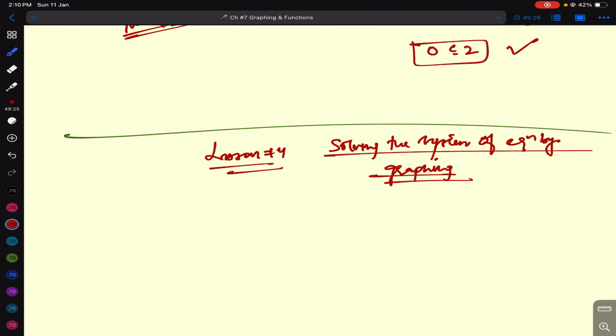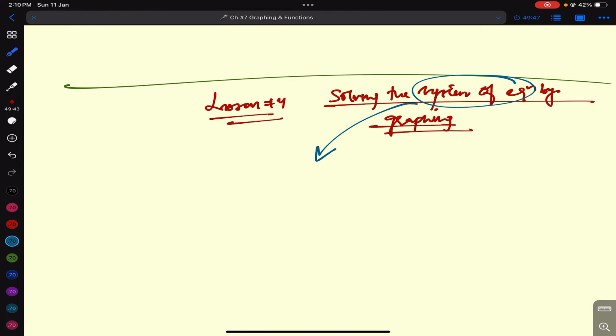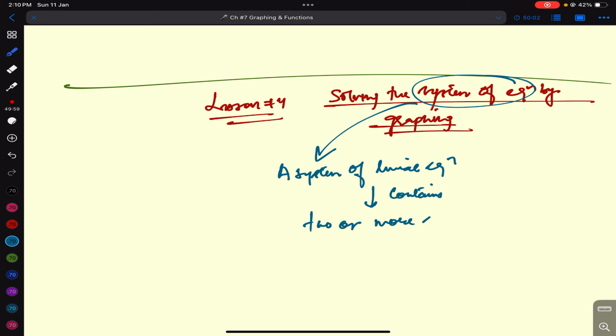Now when I talk about the system of equations, obviously a system of equations itself is indicating that it is not one equation, right? Rather it's multiple equations which are forming a system, right? So when I talk about a system of equations, that means a system of linear equations which contains two or more equations.